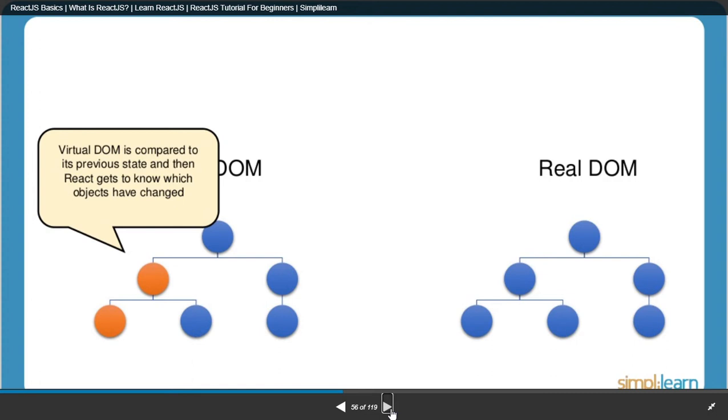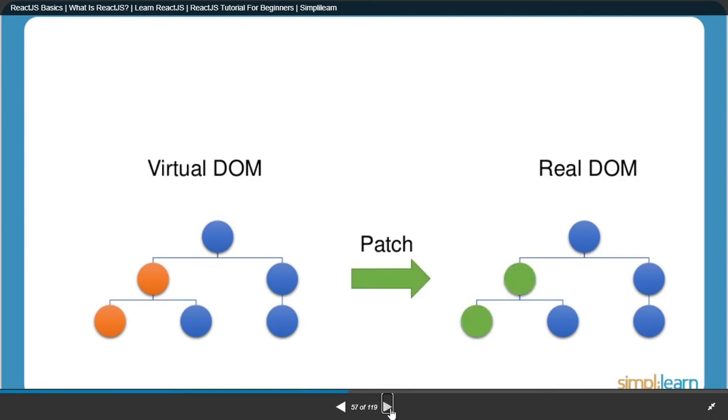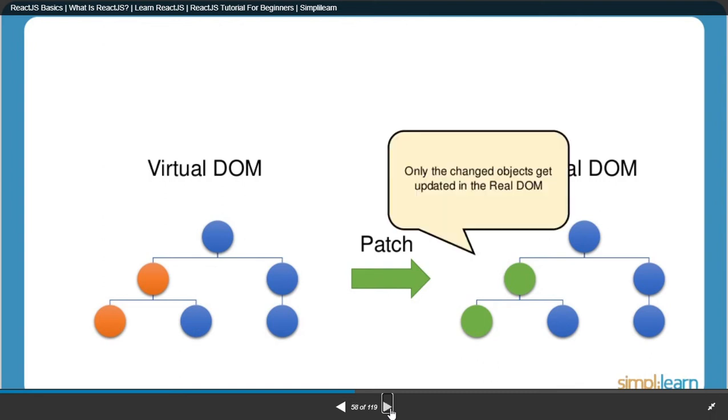But if the value has changed, it will compare: the current value is 16 and the previous value is 15. So it will tell React that some object has changed. The DOM will re-render, and only that particular component will be re-rendered. But in the real DOM, consider that only the changed object gets updated in the real DOM.